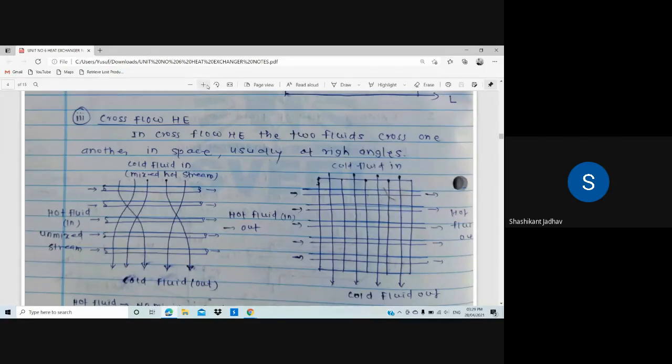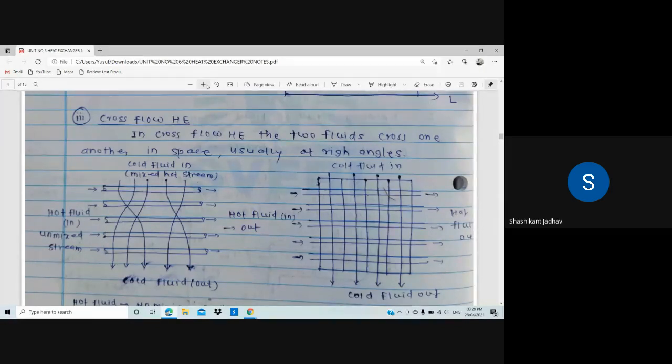Okay. So what are the examples related to the heat exchanger? Automobile radiator is there, then intercooler is there, then regenerator is there. So these are the examples for the heat exchanger.